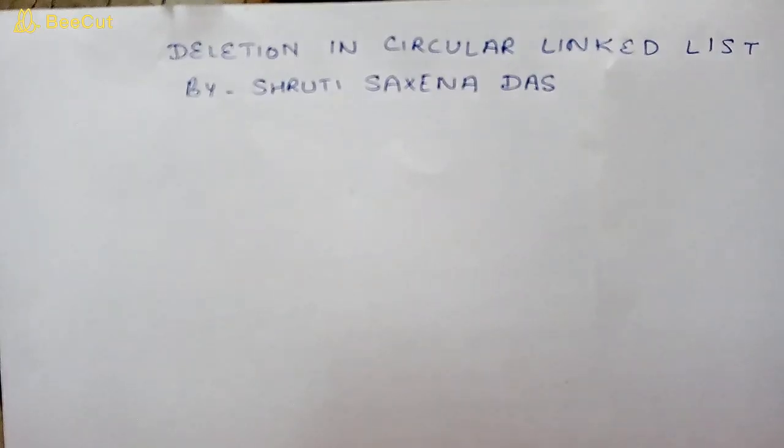Hello everyone, this is Shruti Saxena Das, and in today's lecture we are going to discuss deletion in circular linked list. So in case you want to delete a particular node in a linked list, we can have two criteria. Either you can delete from the beginning or from the end, and in case you want to delete a node from the middle, then the code will remain the same as that of a single linked list.